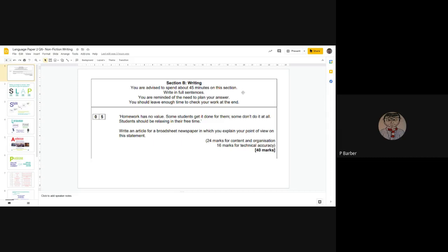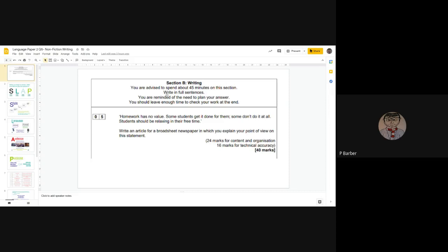Far too many candidates spend too long looking at Questions 1 to 4, and therefore they don't leave themselves enough time to do justice to this question. People forget that this is worth half the marks on the paper, and you need to spend the appropriate amount of time working on it to make sure that you give it the justice it deserves.